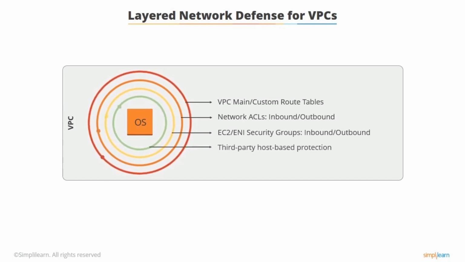At the fourth level, you can use a third-party host-based detection software that monitors individual EC2 instances for specific threats, such as malware intrusion, known operating system vulnerabilities, and security auditing.